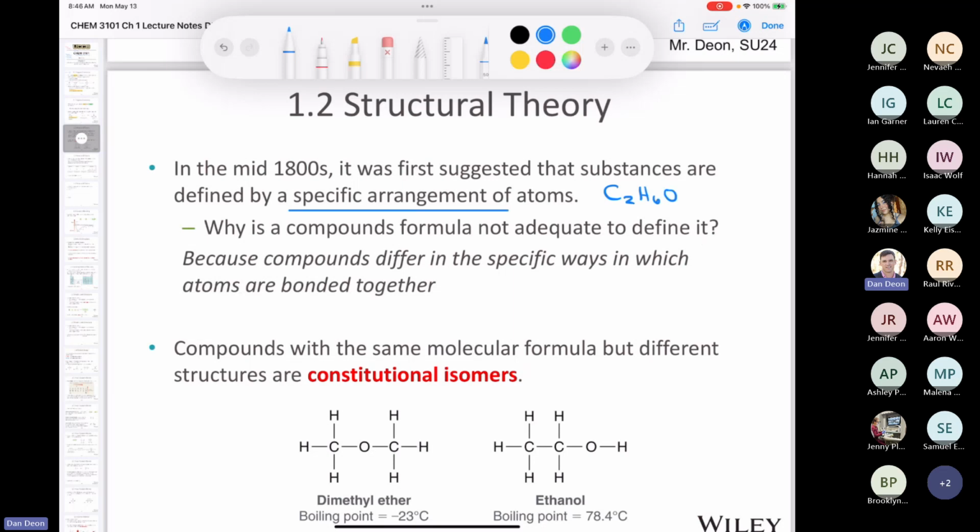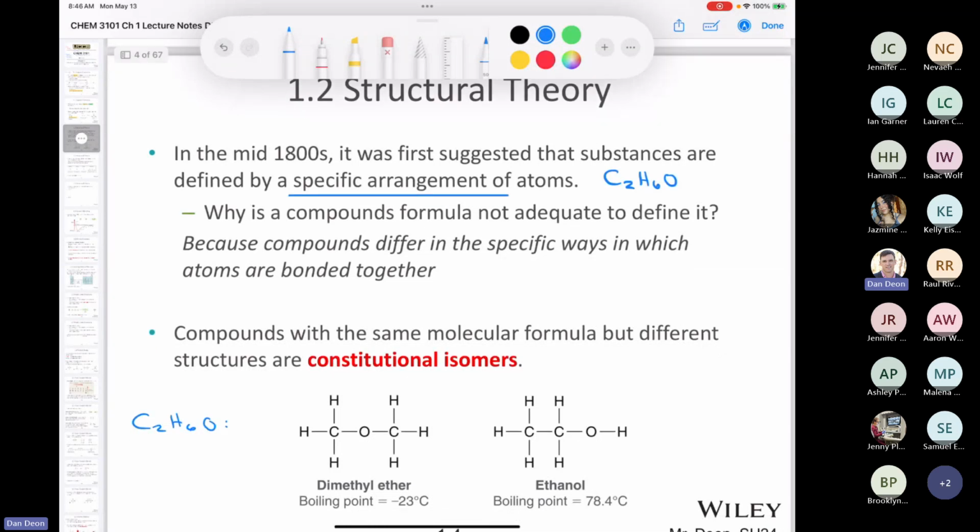Why? Because you can actually have two isomers with this formula, C2H6O. We call these constitutional isomers because they have the same constitution. They're both made up of 2 carbons, 6 hydrogens, and 1 oxygen. But are they the same compound? The answer is absolutely not. Here we have dimethyl ether, which has a boiling point of negative 23 degrees Celsius. That means at room temperature, it is a gas. And then we have ethanol, which is the alcohol found in alcoholic beverages, which has a boiling point about 100 degrees higher.